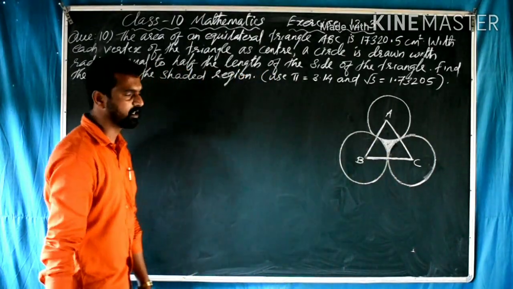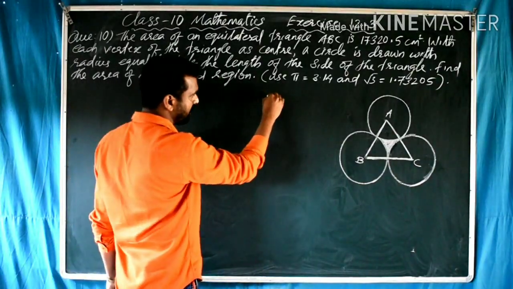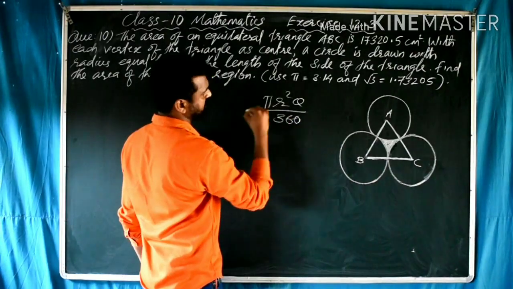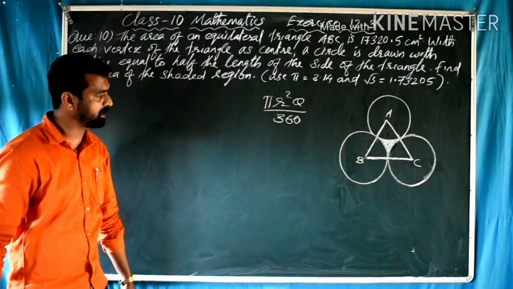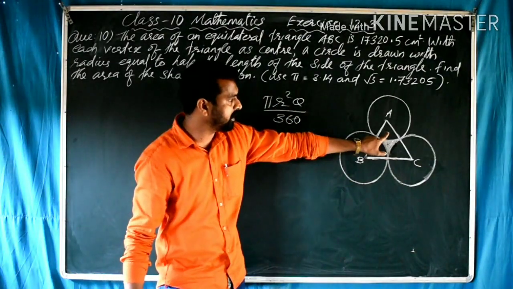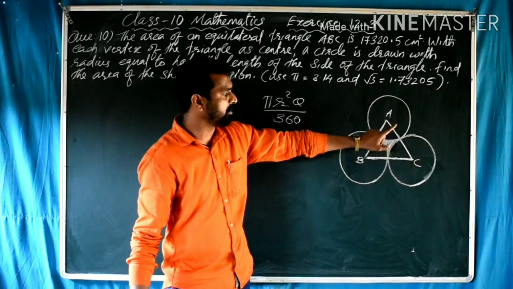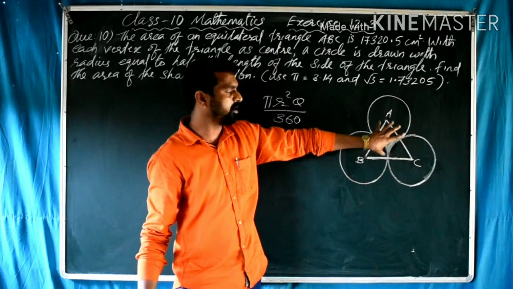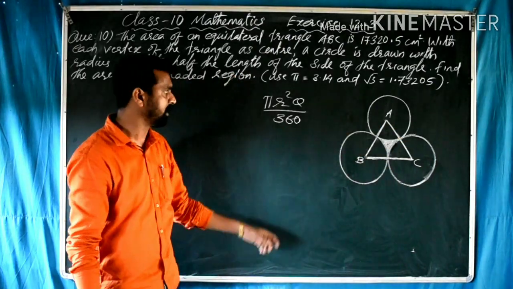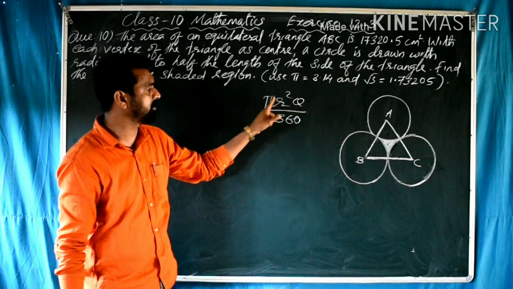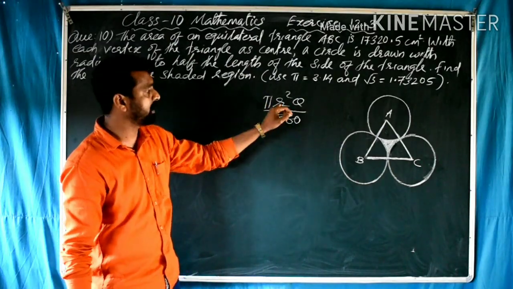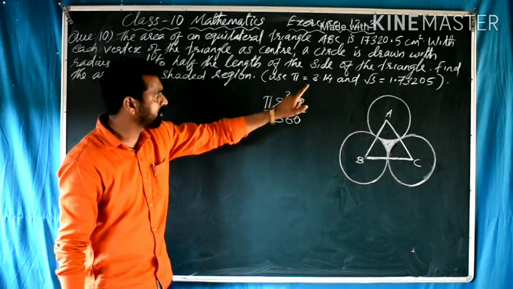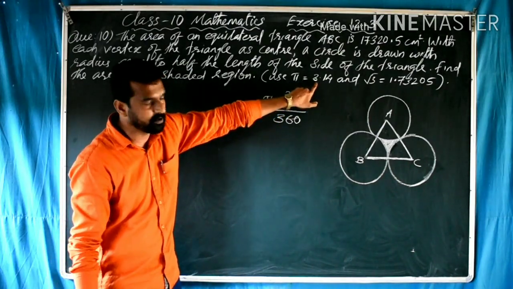Area of a sector is equal to, what is the formula? We have studied that area of a sector is equal to pi r square theta divided by 360. Using this formula, we will get the area of this sector, and that area will be the same for these two sectors also. All three sectors' areas will be the same. So we use pi r square theta divided by 360. Now, pi is equal to 3.14, as given in the question.